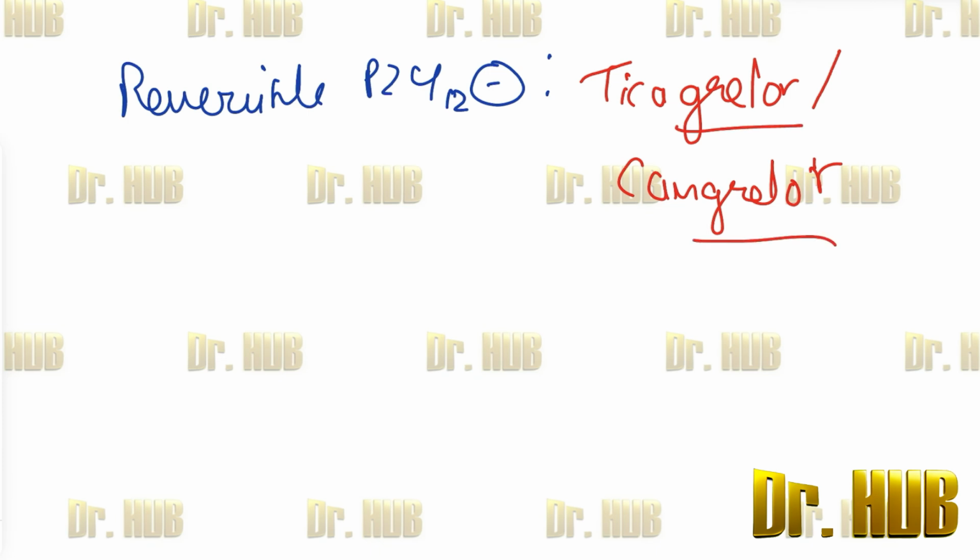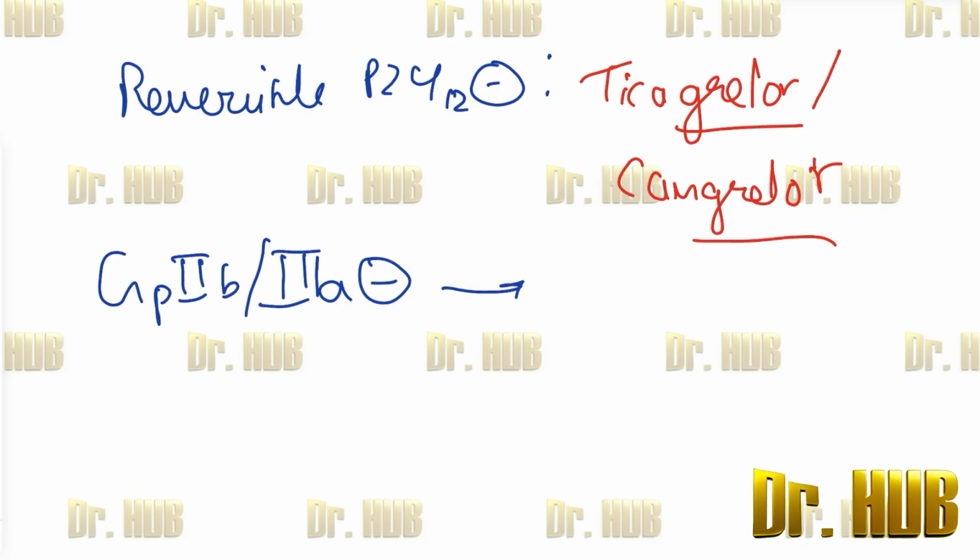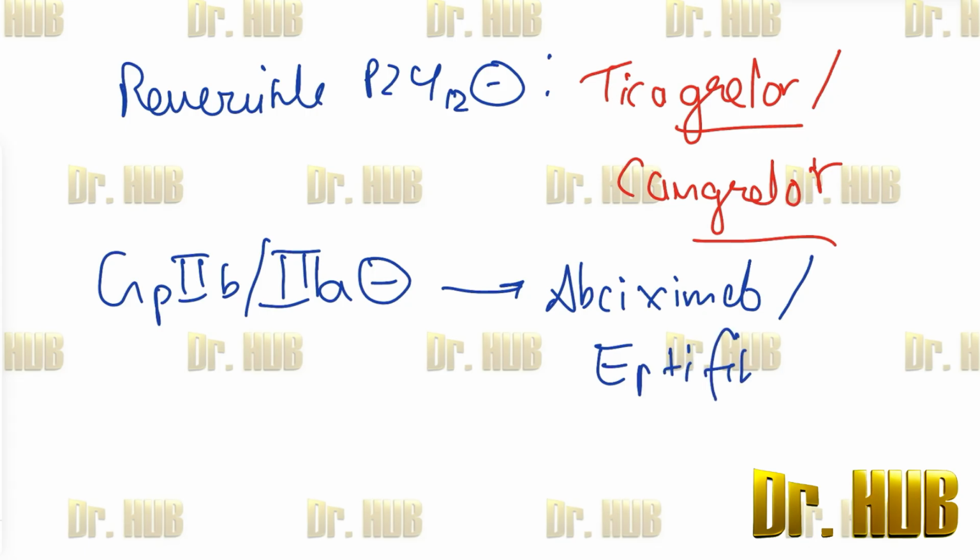Next moving on to the GP2B and 3A inhibitors. So GP2B and 3A inhibitors include abciximab as well as eptifibatide. Next is tirofiban.